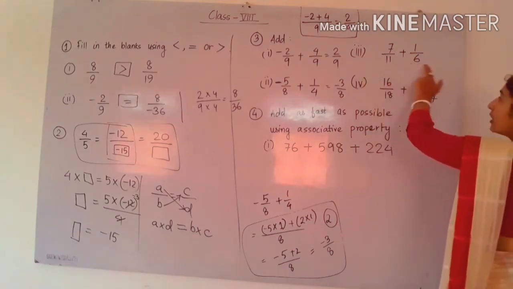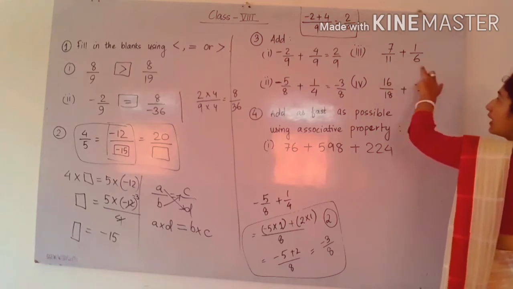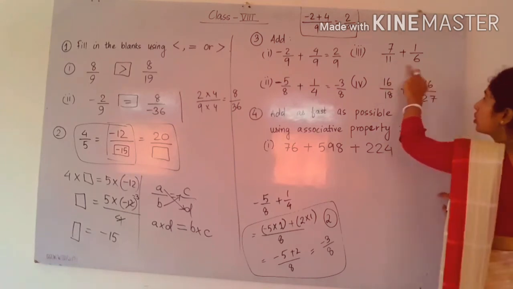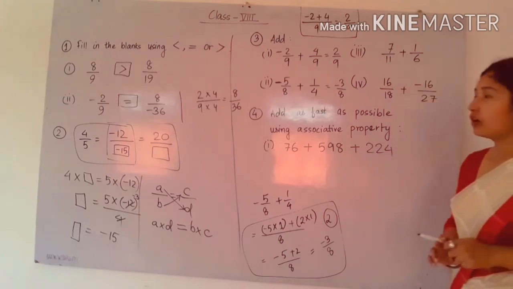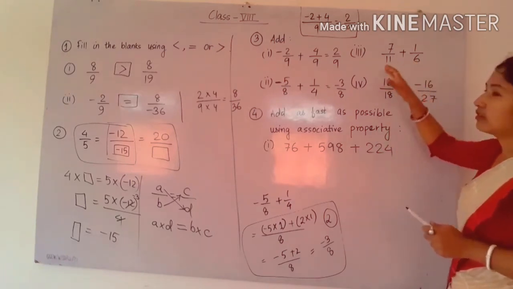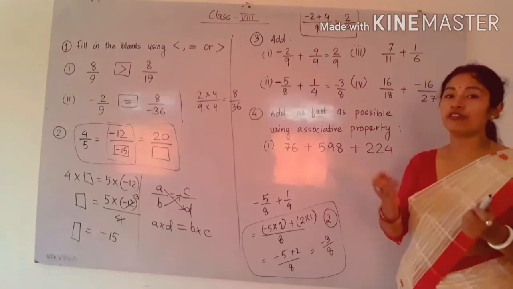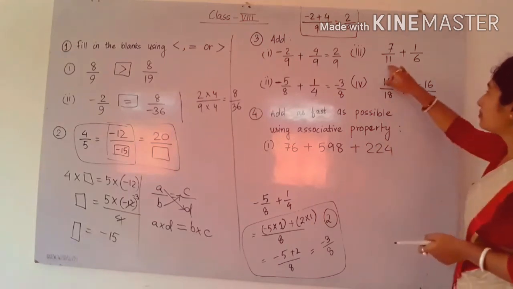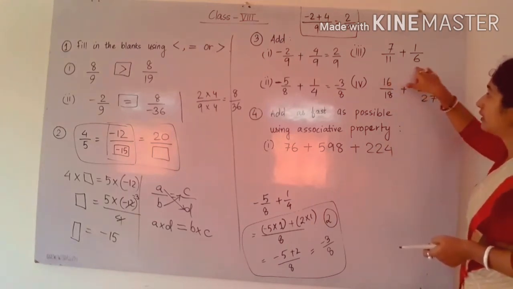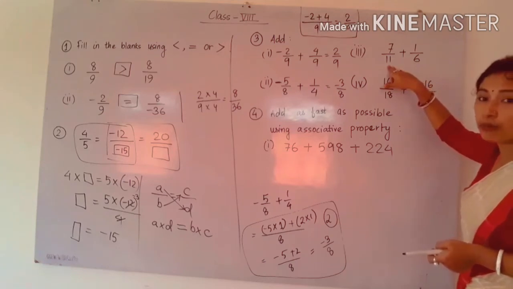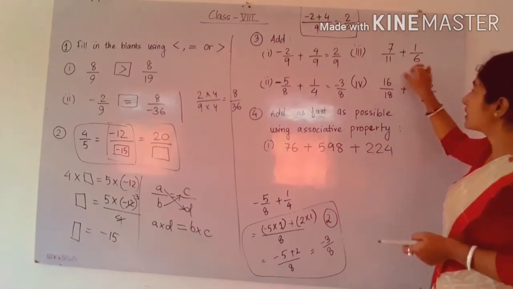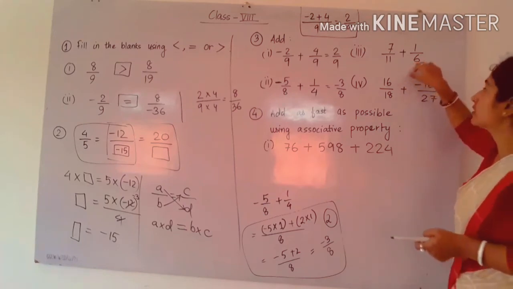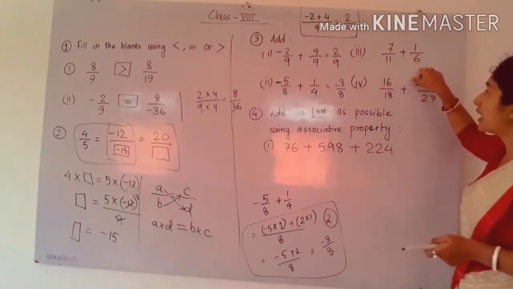Here see the denominator. The denominator is 11 and here the denominator is 6. So here you can see 11 and 6 are co-prime. You know about co-prime. They are not factors or multiples of each other. So what we have to do in this case, when the two numbers are co-prime, is multiply the two numbers. So 11 times 6 will be what? 66. So 66 will be the LCM.